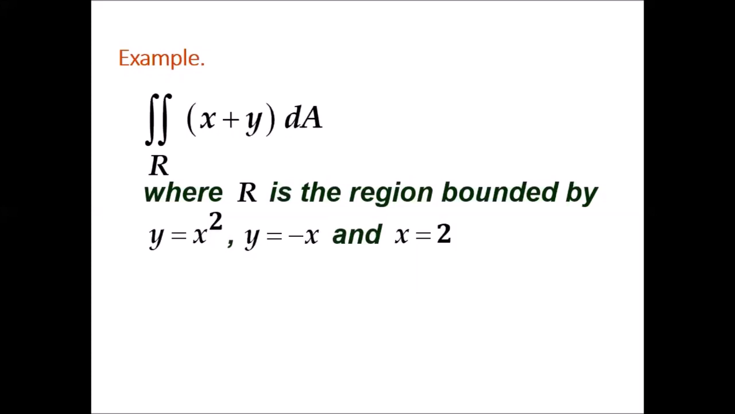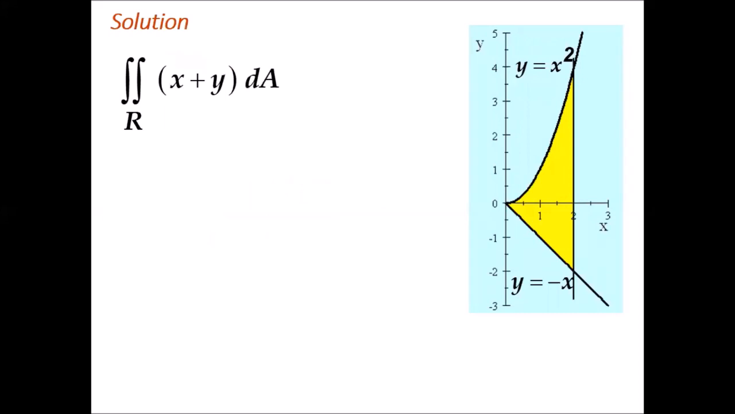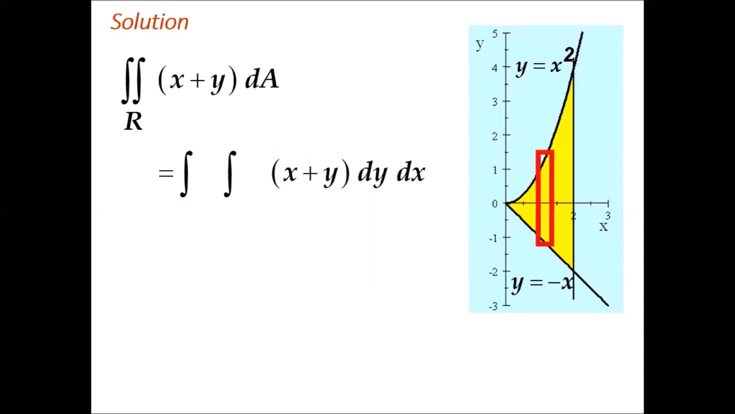Plotting the region R, we have this. Notice from the graph that R is bounded above by y equal to x squared, bounded below by y equal to negative x, and x varies from 0 to 2. Now consider setting dA to be dy dx. That means we will be using vertical strips to find the area of the region R.